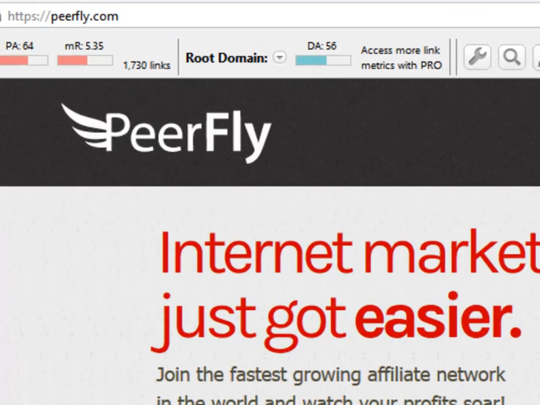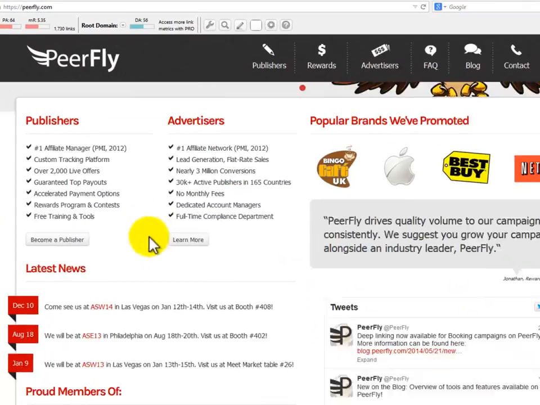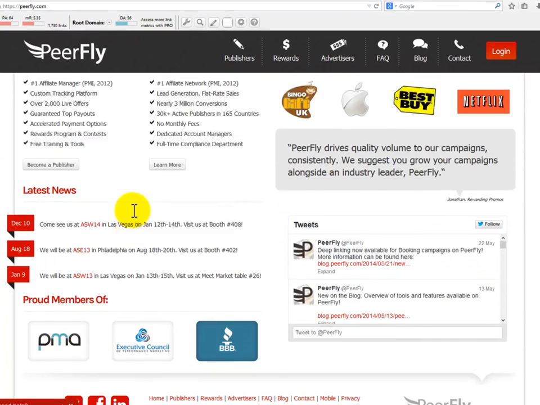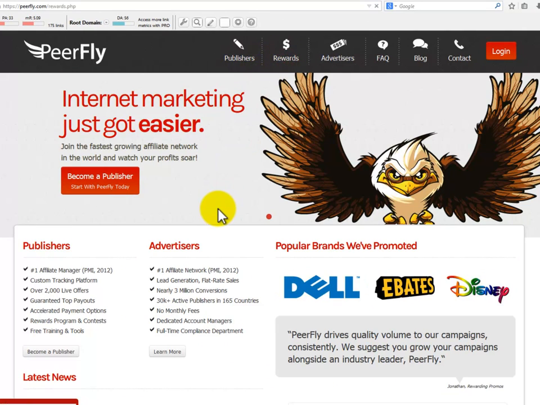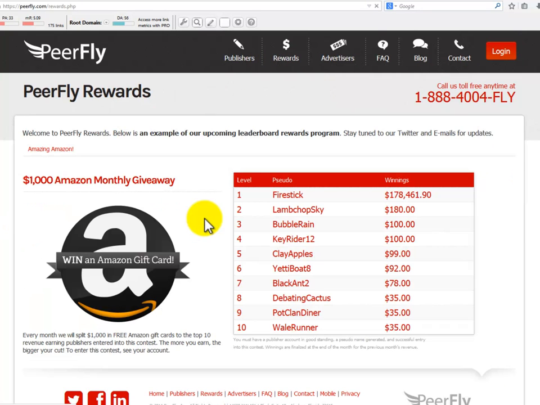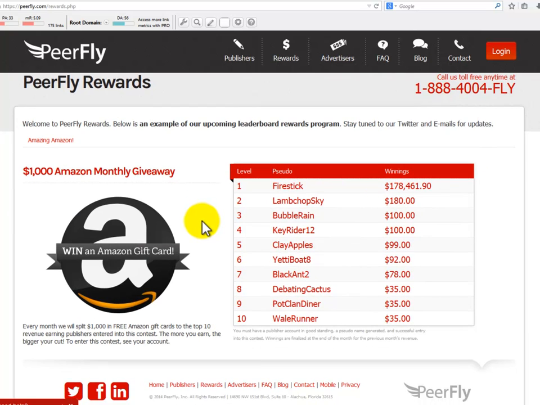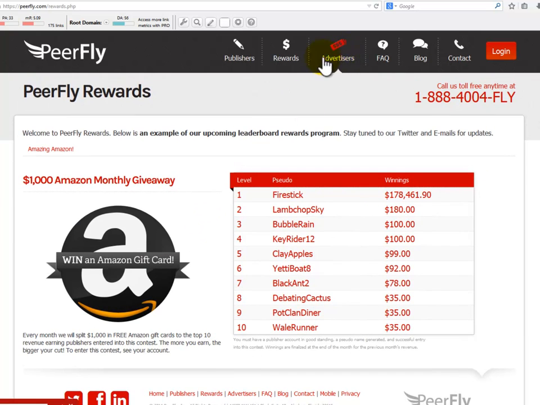Peerfly, peerfly.com. Peerfly is a cost per action based affiliate network. With their referral program, you can earn 5% commission on each referral for a lifetime. It accepts affiliates from all countries, and the amount of money you make is proportionally dependent on how smart and how hard you are willing to work. The average conversion rate on Peerfly is about 8%.